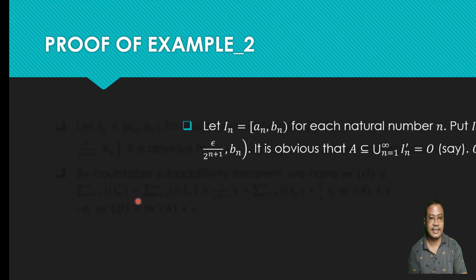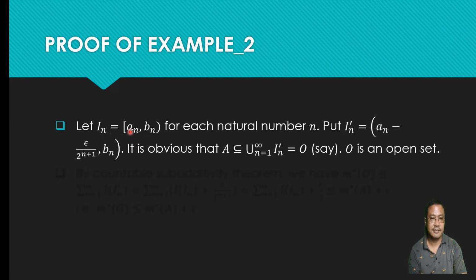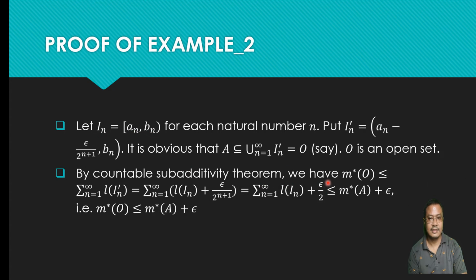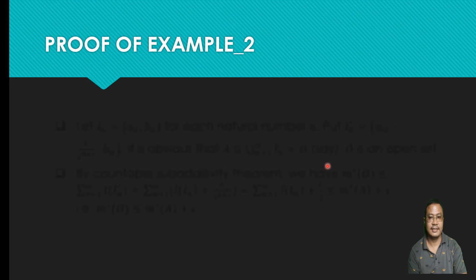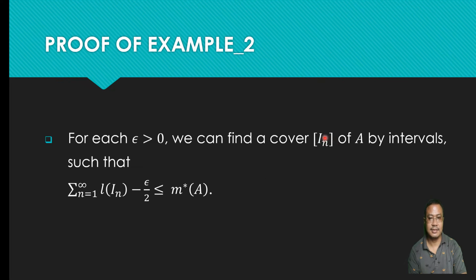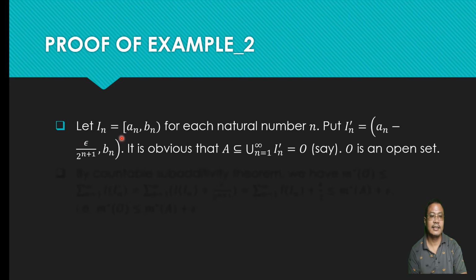So next, let the interval be denoted by I_n, which is [a_n, b_n). So this I_n is in this form: closed on the left, that is a_n, open on the right, that is b_n. So for each natural number n, you define I_n prime like this: (a_n minus epsilon by 2 to the power n plus 1, b_n). Now I_n prime is an open interval and I_n prime is a superset of I_n.